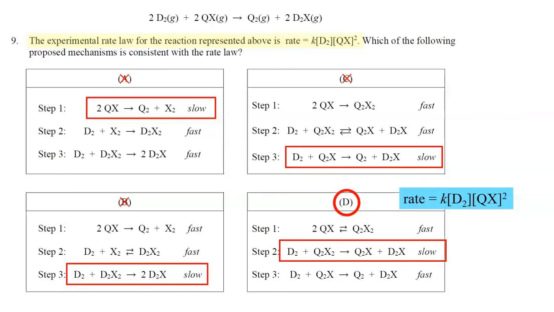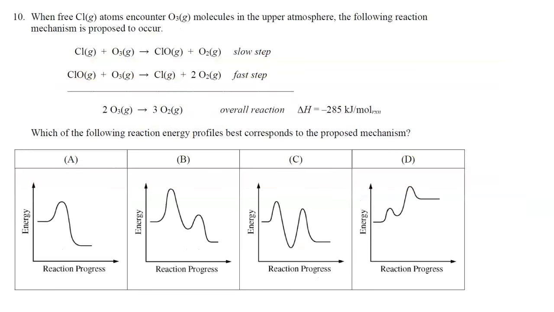Now let's take a look at question 10. In question 10, it says, when free chlorine atoms encounter O3 or ozone molecules in the upper atmosphere, the following reaction mechanism is proposed to occur. We see that step 1 is the slow step, step 2 is the fast step, and the question asks, which of the following reaction energy profiles best corresponds to the proposed mechanism?